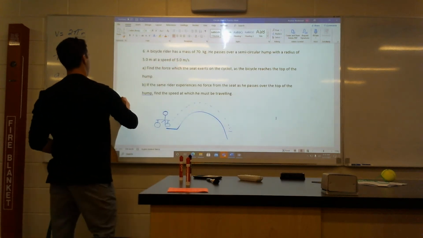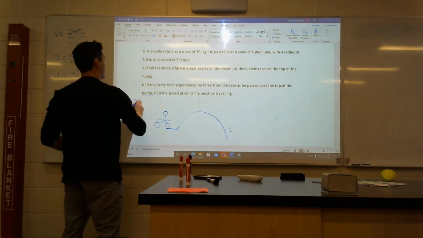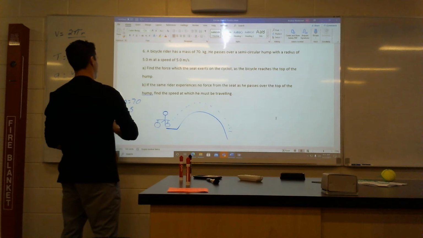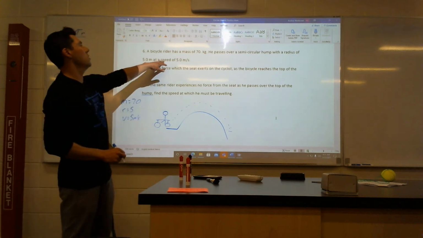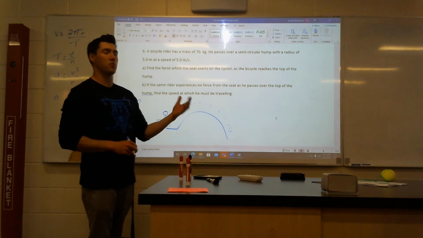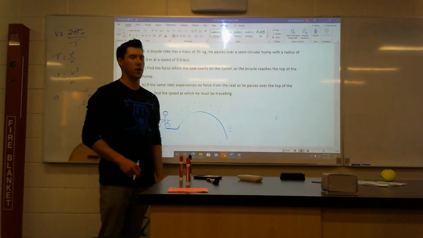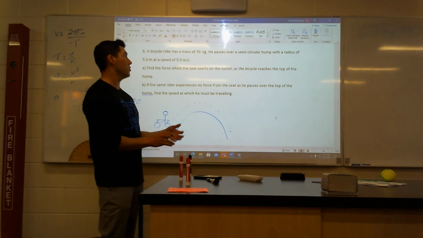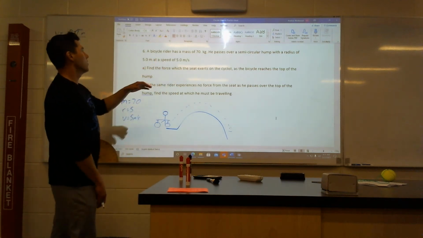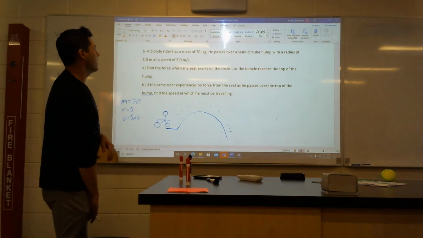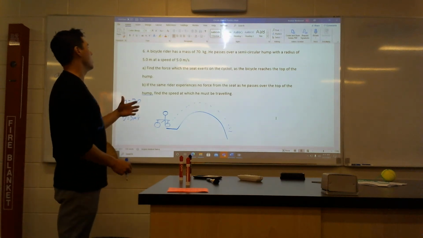So they have a mass of 70, a radius of 5, and a speed of 5 meters per second. You notice how we use speed a lot here, because when we use velocity, technically there's a direction. I don't want to keep saying there's a direction because technically it's changing a lot, so we use speed a lot more when we talk about circular motion. Find the force which the seat exerts on the cyclist as the bicycle reaches the top of the hump.